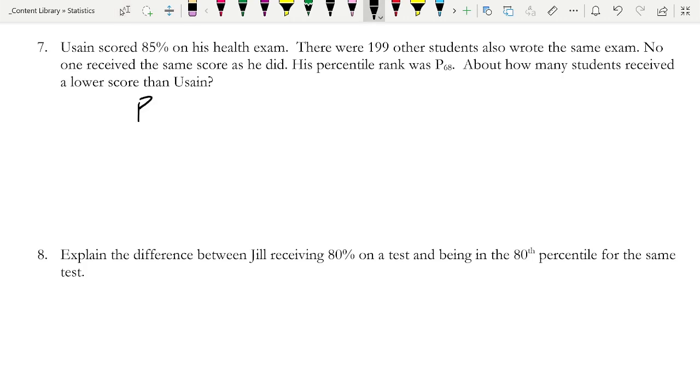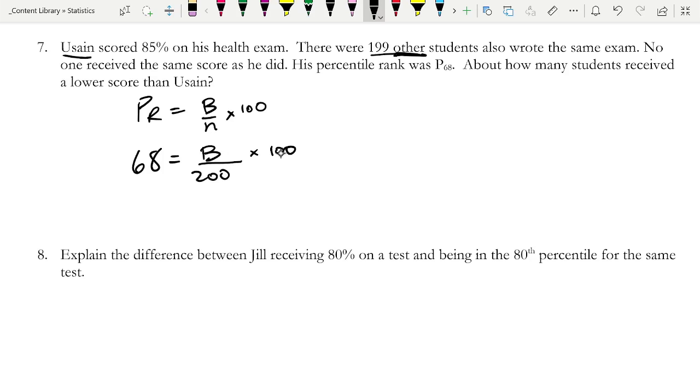Because my formula is percentile rank is B over N times 100. Okay, well this time they tell me the percentile rank is 68. We don't know how many students were below him. We do know that there was 199 other, so when you count Usain with that, that's 200 students. And I had some people this morning who got that far and didn't know what to do. And again, basic algebra means undo what's happening to the number I'm looking for. This number is being divided by 200 times by 100.